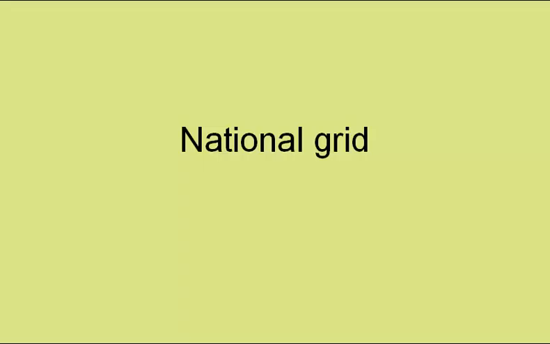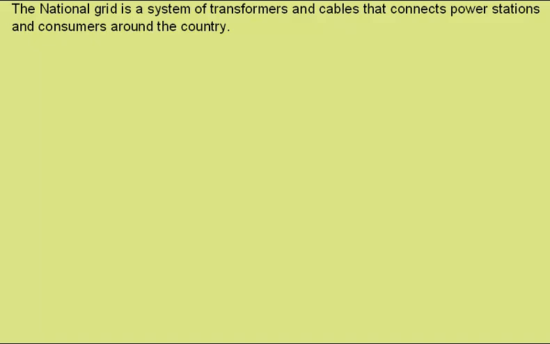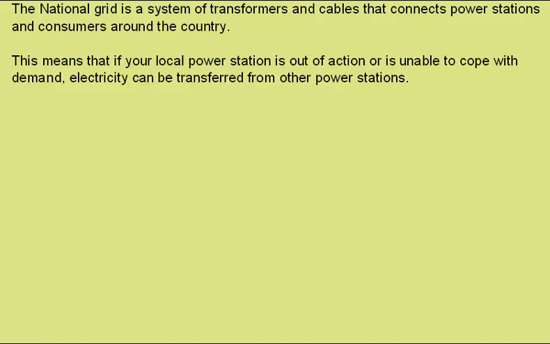The national grid. The national grid is a system of transformers and cables that connects power stations and consumers around the country. This means that if your local power station is out of action or is unable to cope with demand, electricity can be transferred from other power stations.